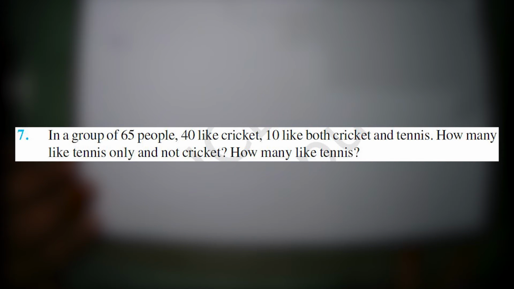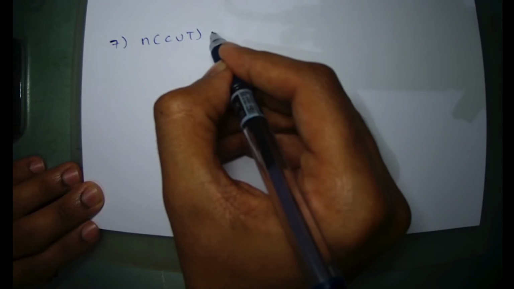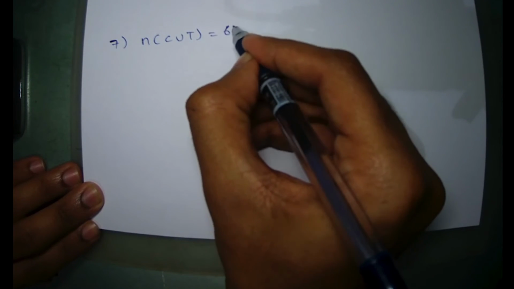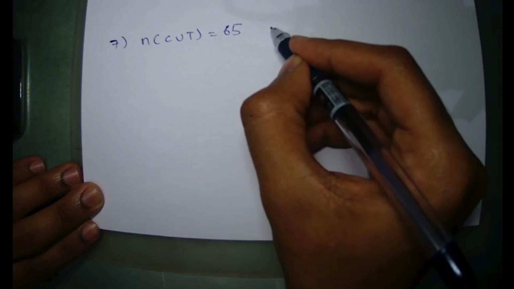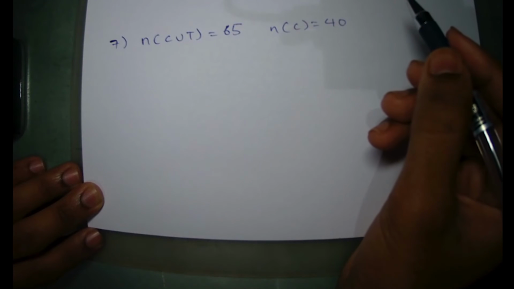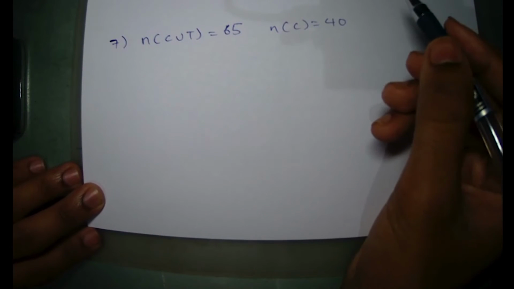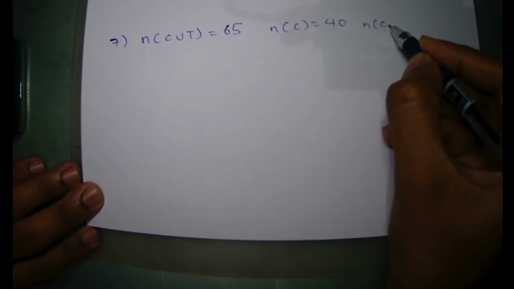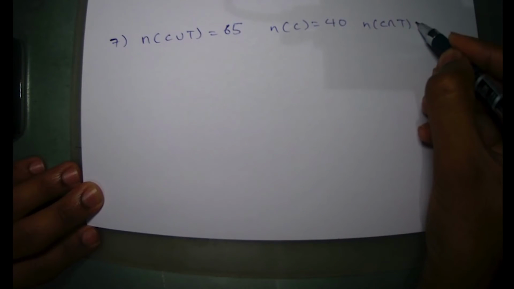Seventh question is, in a group of 65 people, 40 like cricket, 10 like both cricket and tennis. How many like tennis only and not cricket? So we have C union T, which is cricket union tennis, as 65 people. So totally we have 65 people. Number of people who like just cricket is 40. Number of people who like both cricket and tennis, that is C intersection T, is 10.